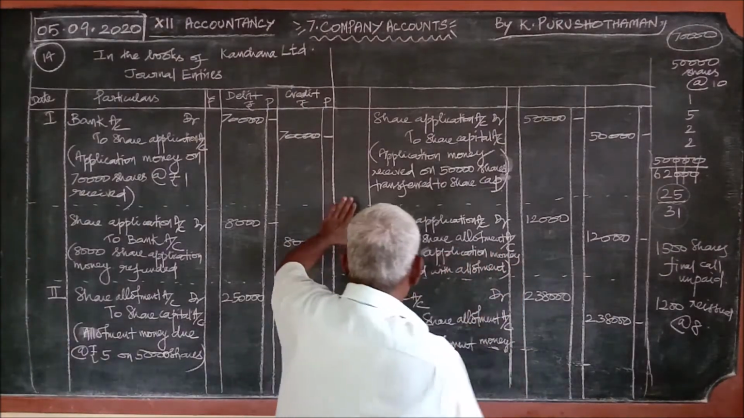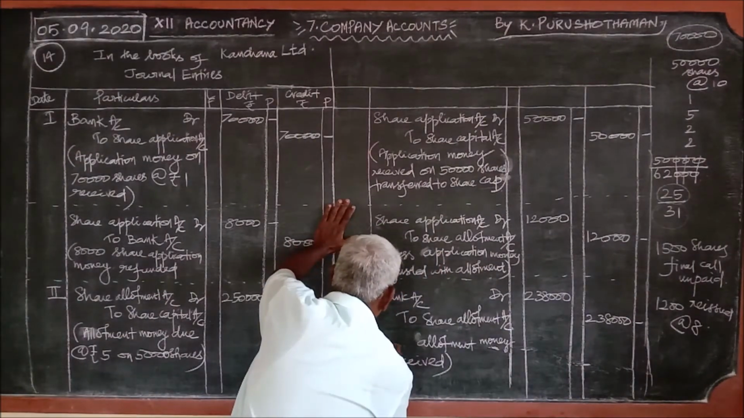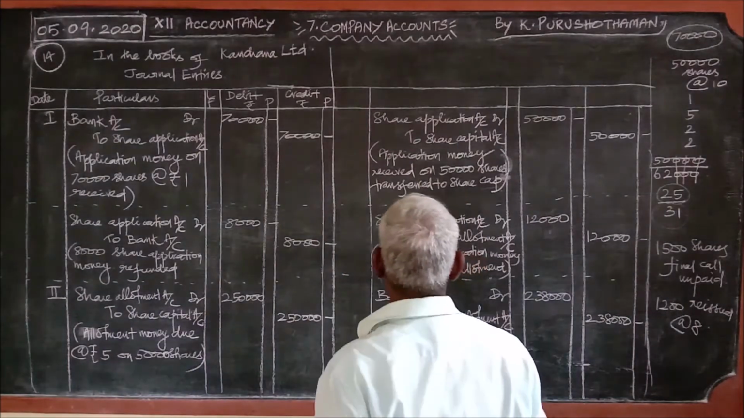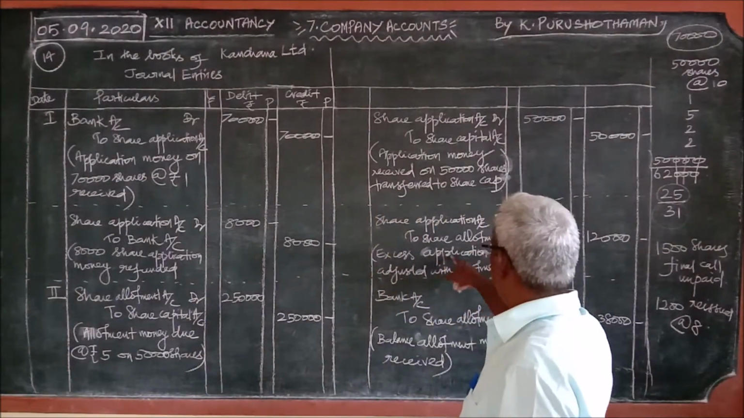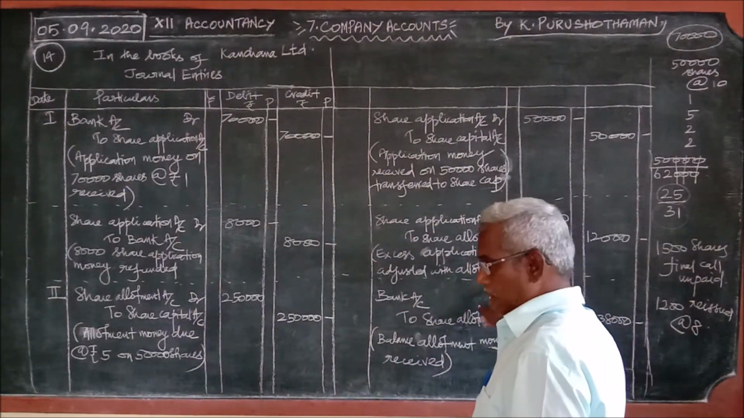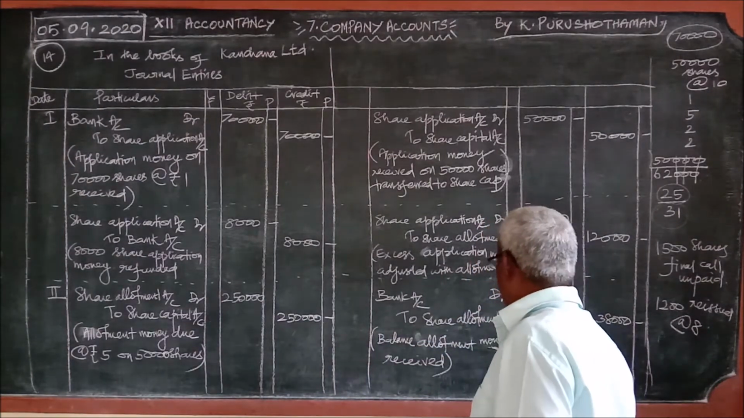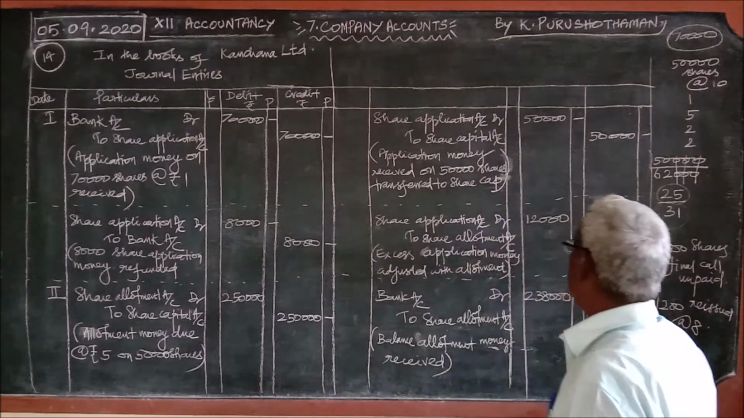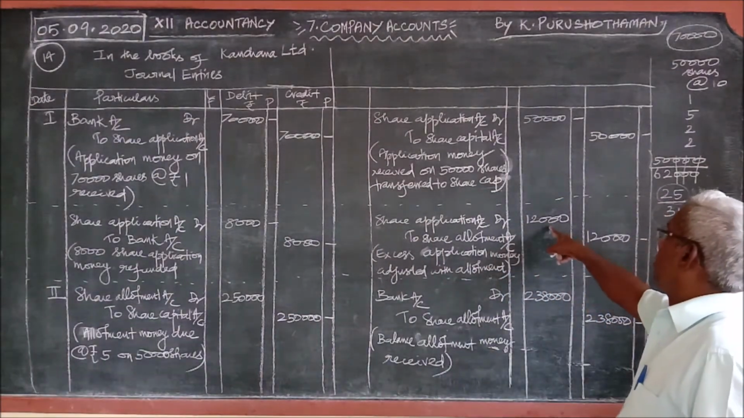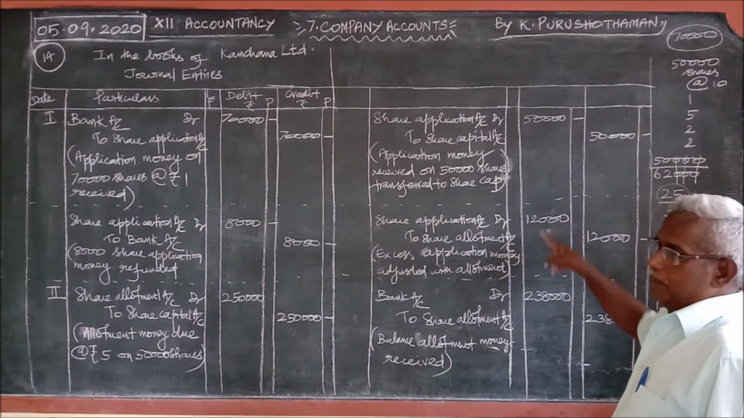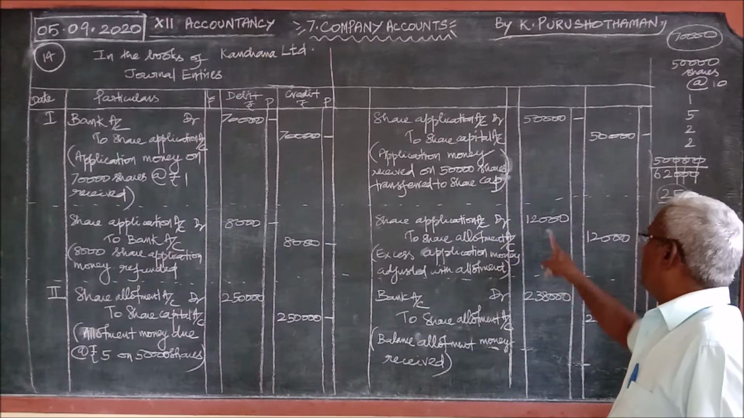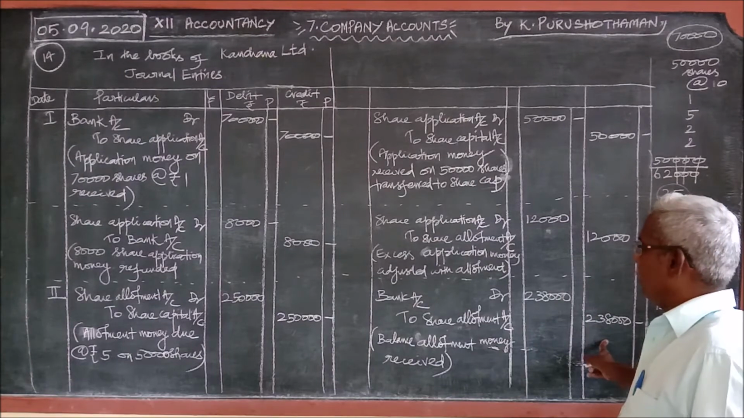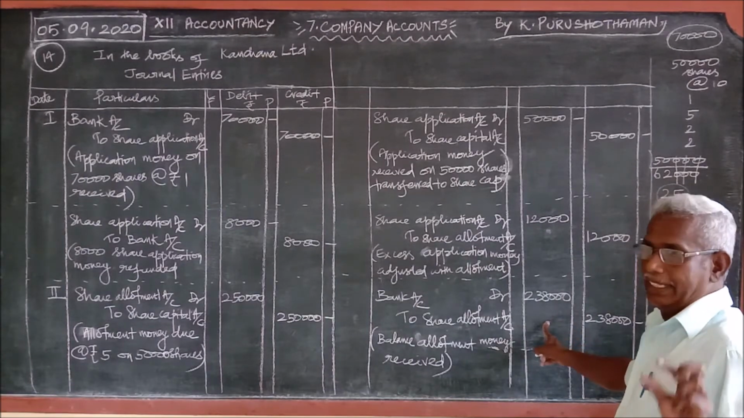So for the balance allotment money received, we should use the term here: we write excess application money adjusted with allotment. So we cannot receive the entire 2,50,000. Therefore, except this 12,000, the company will receive only 2,38,000 in the bank.